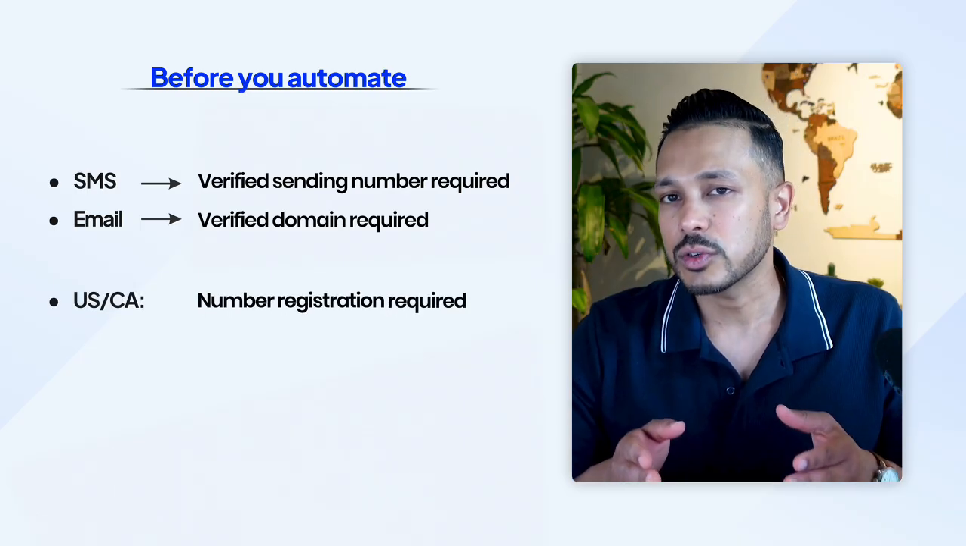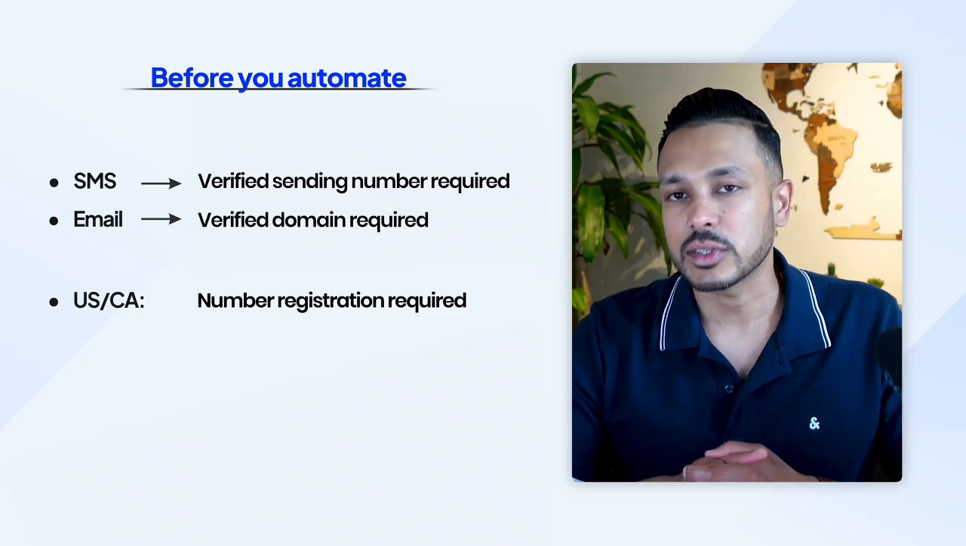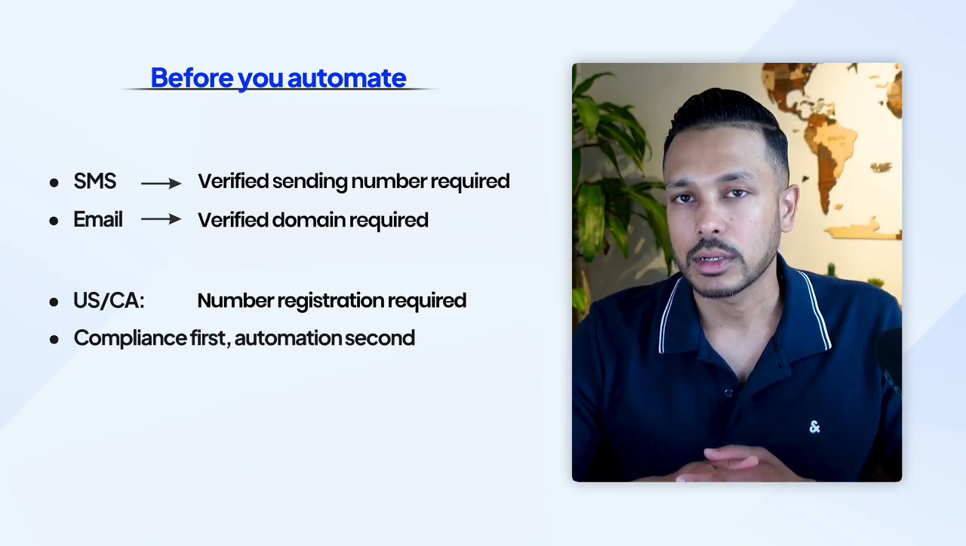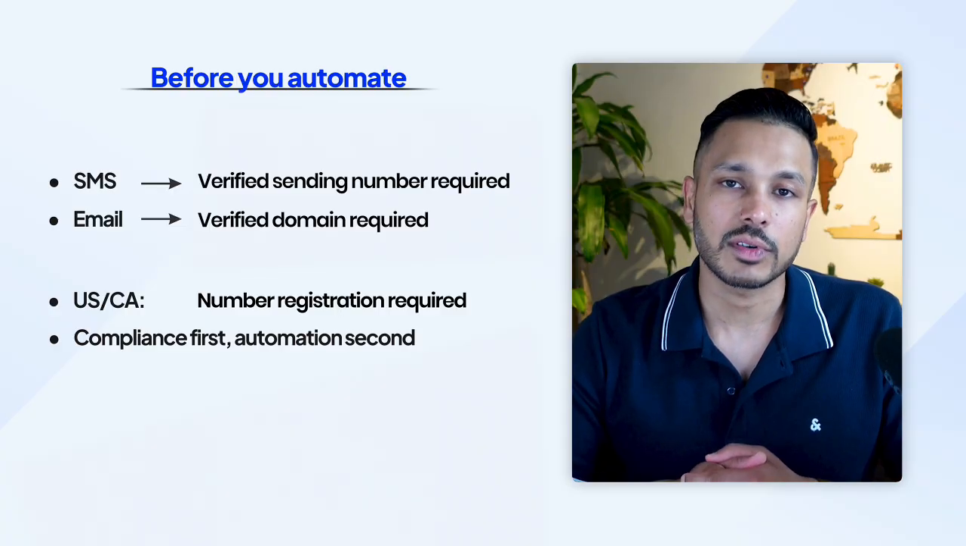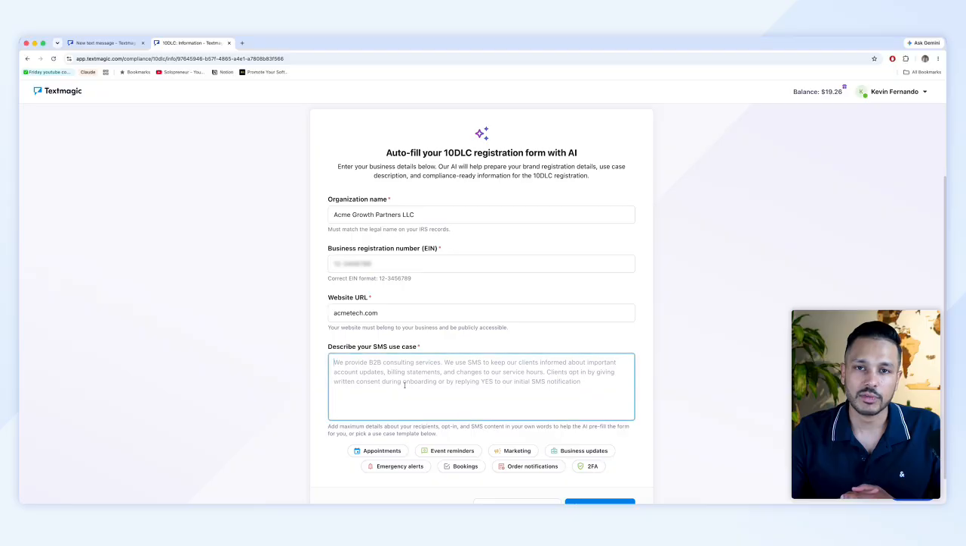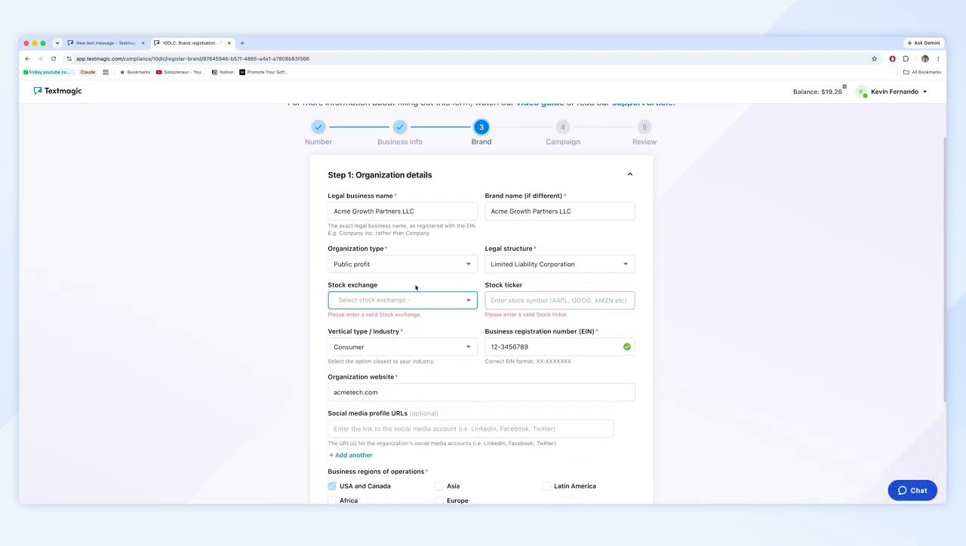And if you're selling to US or Canadian customers, your number needs to be registered before any messages will be delivered. Carriers will silently filter unregistered traffic. Textmagic support team can walk you through that if you're not sure where to start, and Textmagic's AI helps you fill out the registration form and flags anything that could cause a delay before you submit.